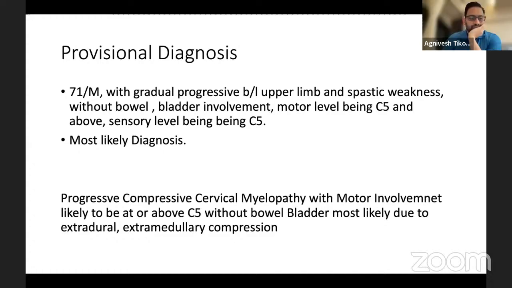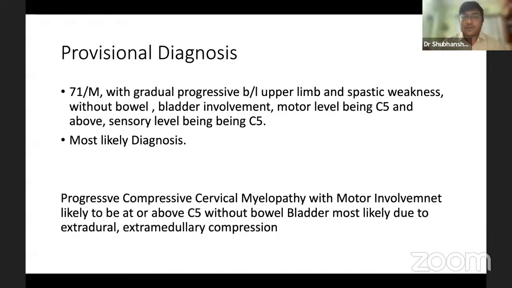So maybe the fellow can answer. So can you answer me? So let us say, okay, maybe we'll finish the examination and then we can ask. Yes, sir. Subhanshu, you actually started with compression, but for the benefit of this crowd also, what are the pointers in your history which tell you it's a compressive myelopathy and not a non-compressive myelopathy?